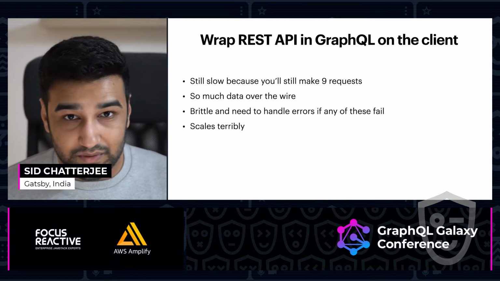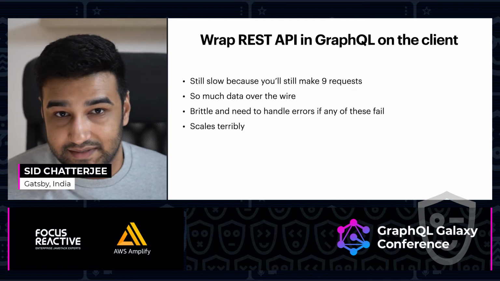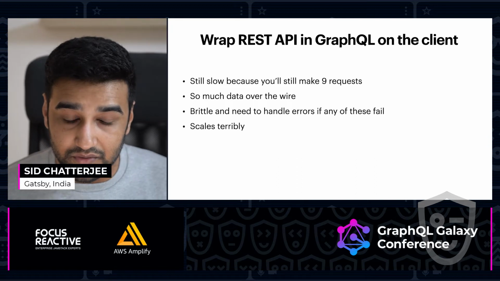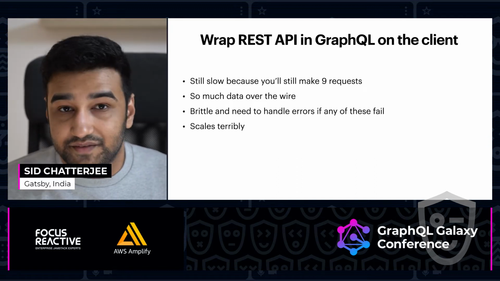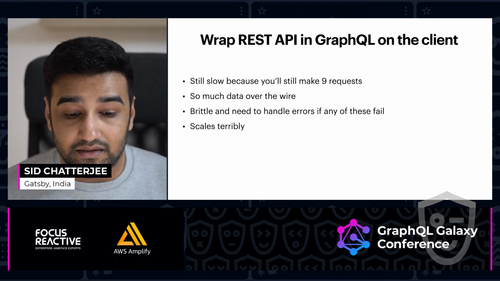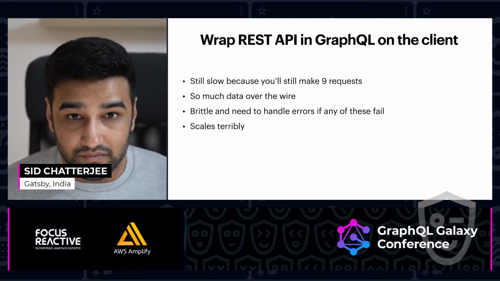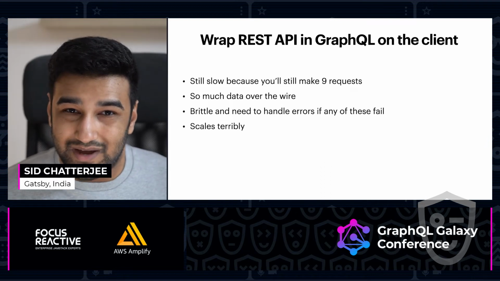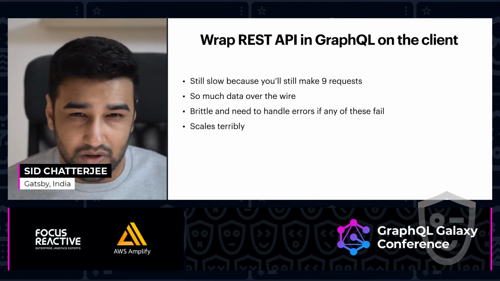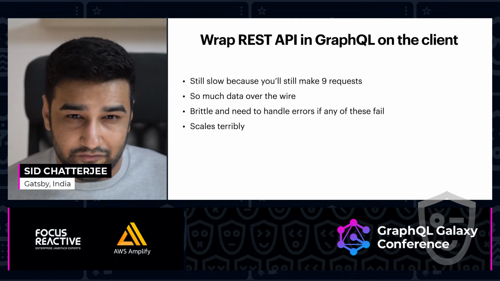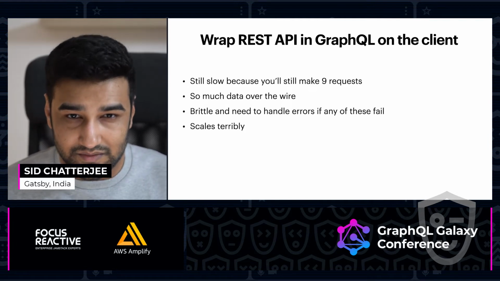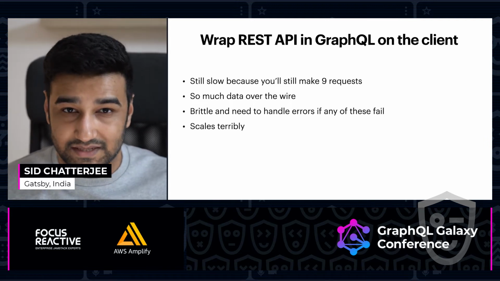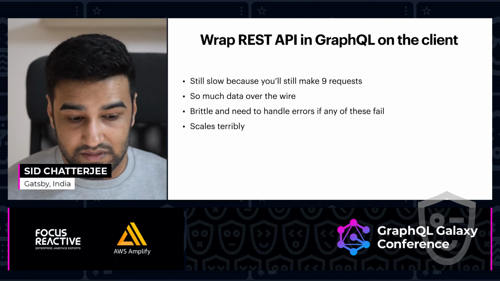Now, in the past, we've used GraphQL to wrap REST APIs. And when you do that on the client, that helps simplify your code base. But stuff is still slow because you're still making 9 API calls. And that's a lot of data over the wire, right? And it's also brittle because if you happen to have code where maybe one of those API calls fails, you're still going to have to handle that for each and every one of them and make sure you gracefully take care of all those error cases.